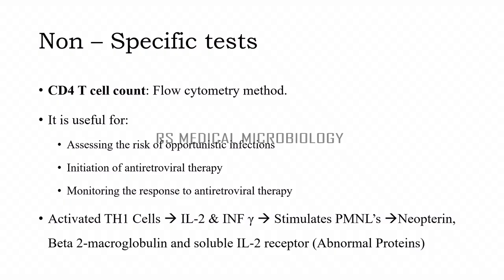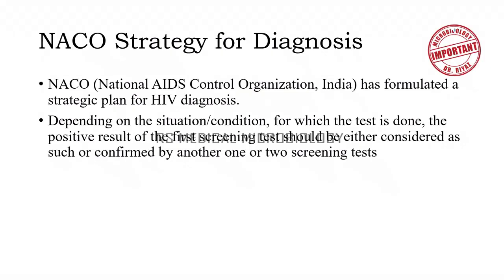Another test which can be used is CD4 cell count, which uses the flow cytometry method. CD4 cell count is a very good estimation to look for risk of opportunistic infections, for initiating antiretroviral therapy, and monitoring the response to therapy. So what happens here? You have the activated T helper cells which produce interleukin-2 and interferon gamma. This will stimulate the polymorphonuclear lymphocytes. They also produce some abnormal proteins like neopterin, beta-2 microglobulin and soluble IL-2 receptors.